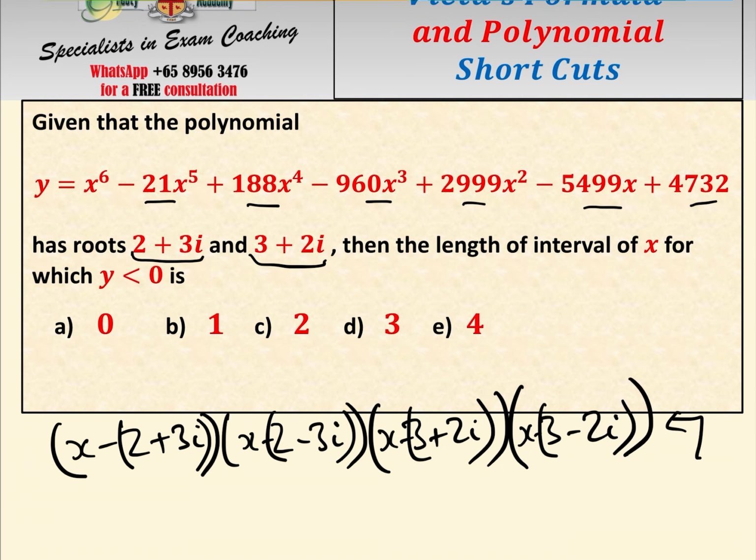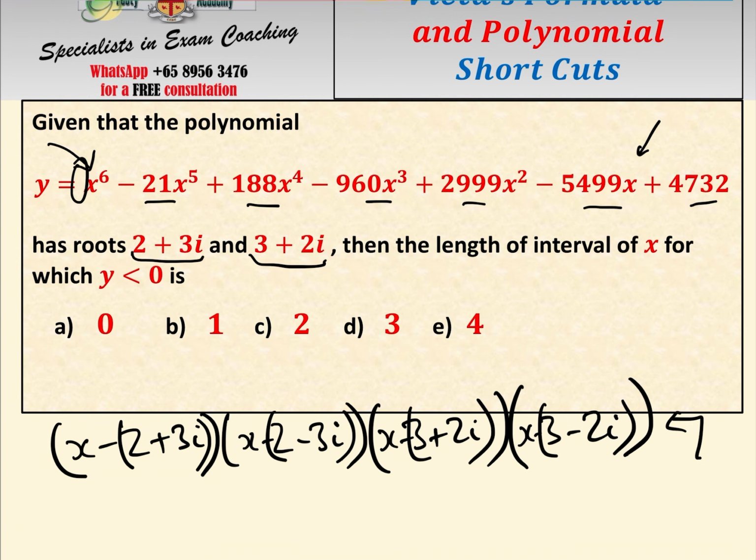give us a quartic. Then we could divide that quartic into the sextic, which would give us a quadratic, which we could then solve in order to get the other two roots. But there's a far easier way. Okay, so let's first of all have a look at what this thing looks like roughly.